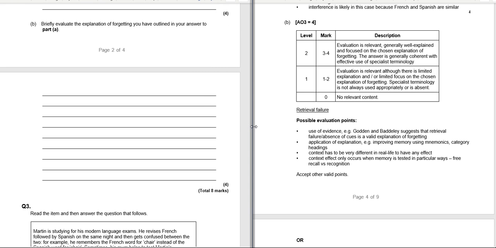research supporting to evaluate this. So remember, you can say here, one strength of this is that it's supported by research. For example, Godden and Baddeley did this, found this, and this supports because. And that's probably the easiest way to access the marks there. And again, about here it says evaluation is relevant, well explained, and well focused on that explanation.